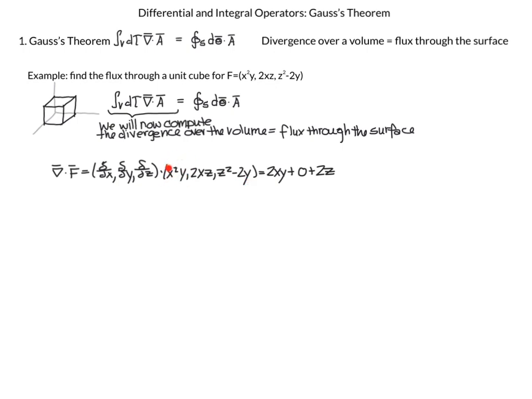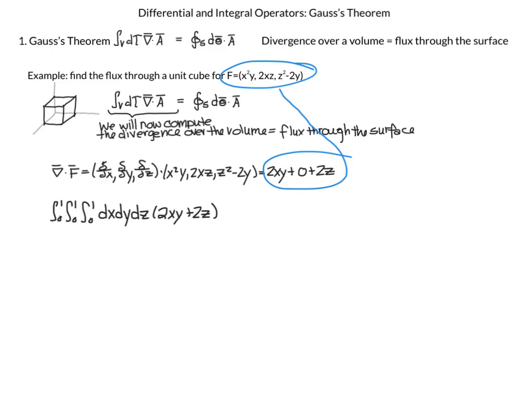Partial derivative with respect to x is 2xy. Partial derivative with respect to y is 0. Partial derivative with respect to z is 2z. And now also, again, so I don't plug in the wrong thing, I don't want to be integrating f, I want to integrate the divergence.